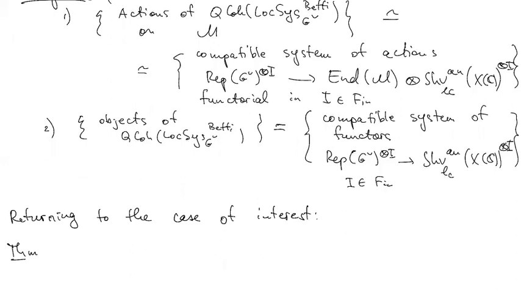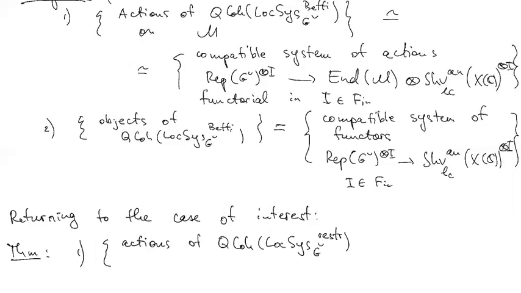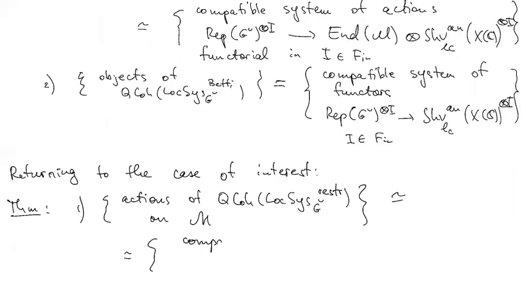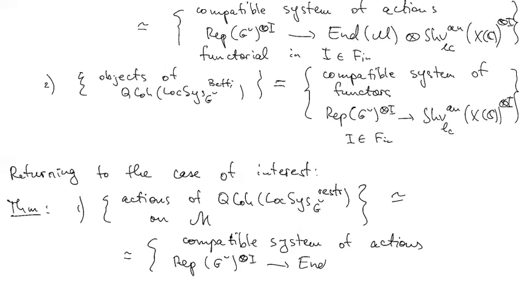So the theorem is essentially the same statement. Local systems P check restricted on M. Oops. That this is the same as before, a compatible system of actions. So it looks almost identical to an action of M tensor, this thing that I've been calling Q-ell-bar sheaves on X to the I.